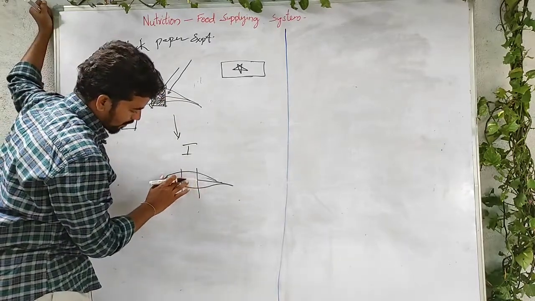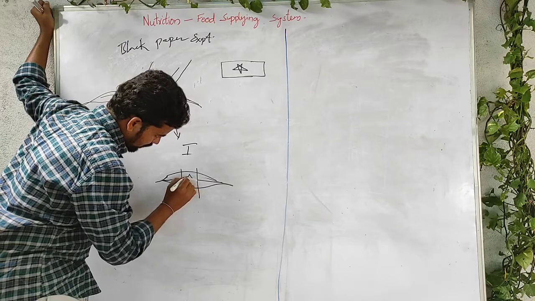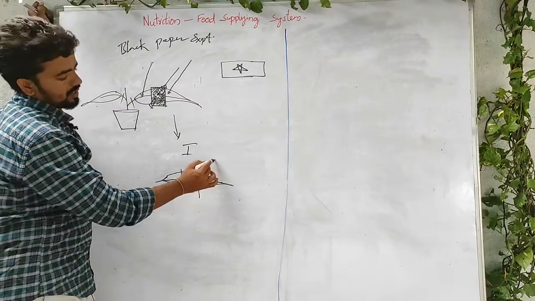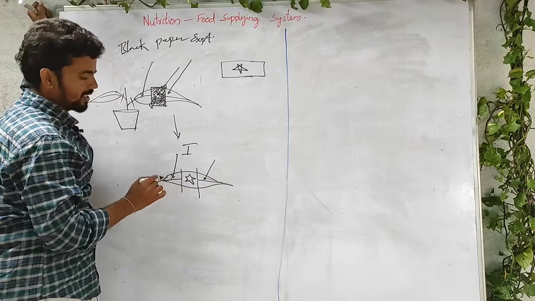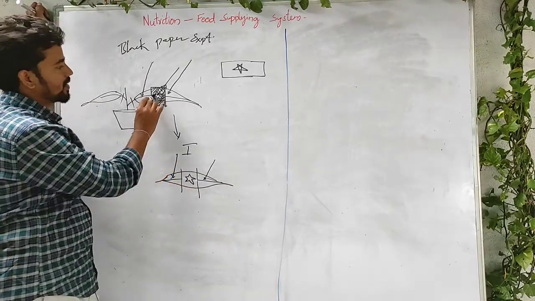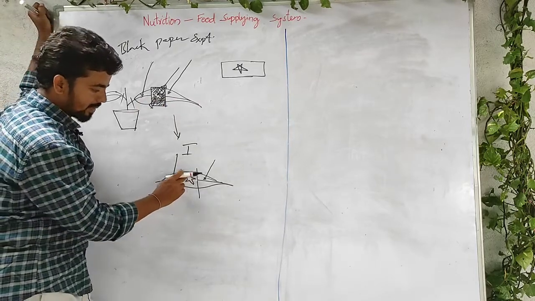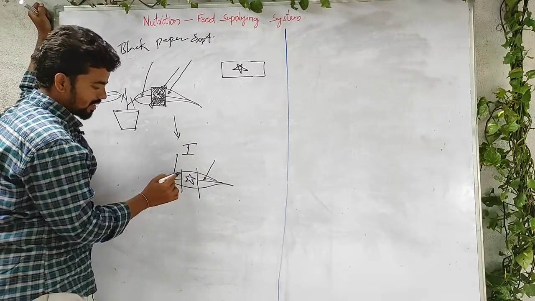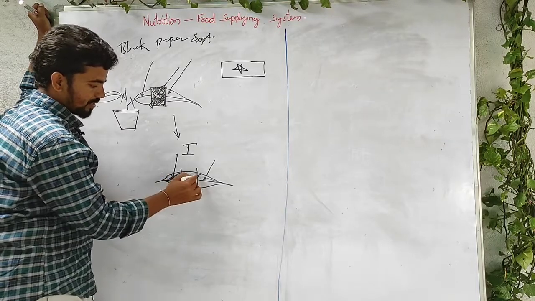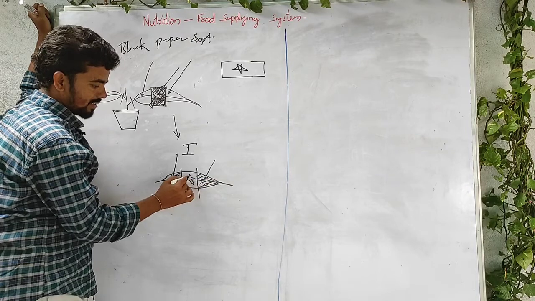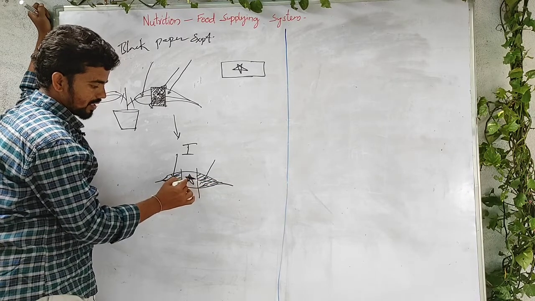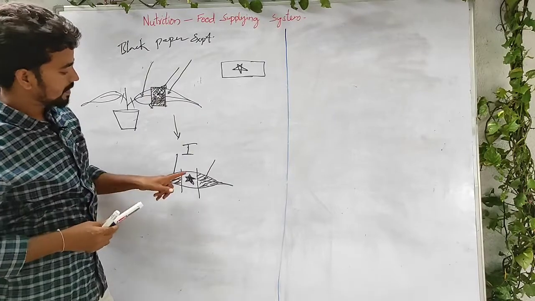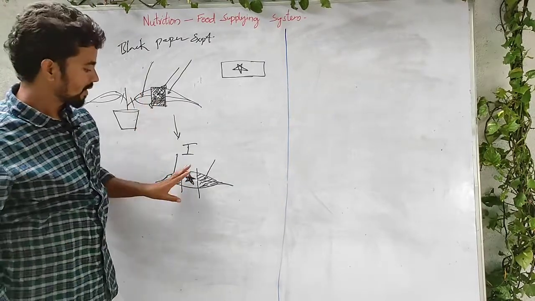See here. Here sunlight is passing, here also it is exposed to sunlight. This star portion also, since we have a cut here, is exposed to sunlight. This remaining portion is not exposed to sunlight. When we conduct the iodine test, this portion will turn dark blue, and this star portion also turns dark blue or black. This portion will be pale. Why is it so? Because this portion is not exposed to sunlight, that is why it is pale.